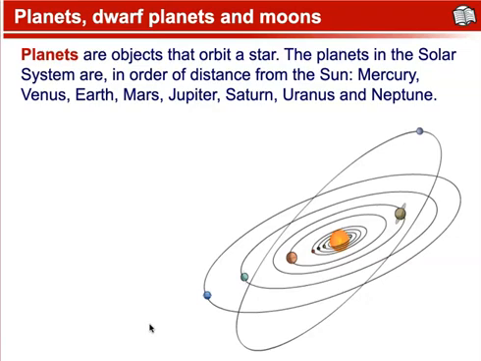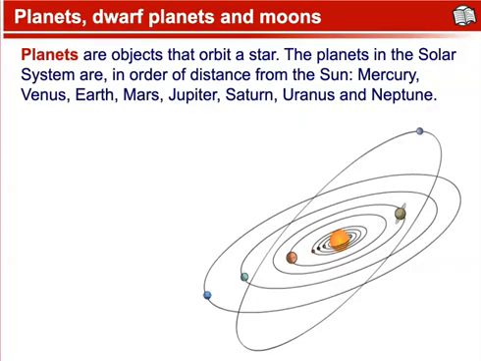I've shared with you my mnemonic device. My very earnest mother just saved us 9 pennies, but we know that Pluto has now been classified as a dwarf planet. Maybe another mnemonic device is my very easy method just speeds up naming. And that'll help you remember the planets in order. Again, Pluto is no longer considered a planet, having been reclassified as a dwarf planet in 2006.